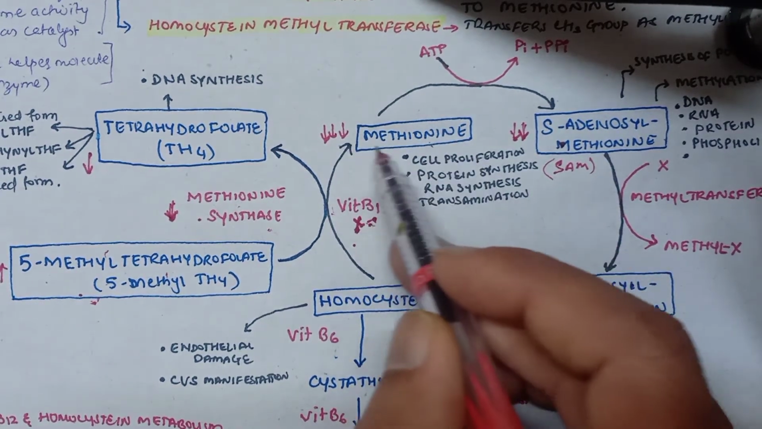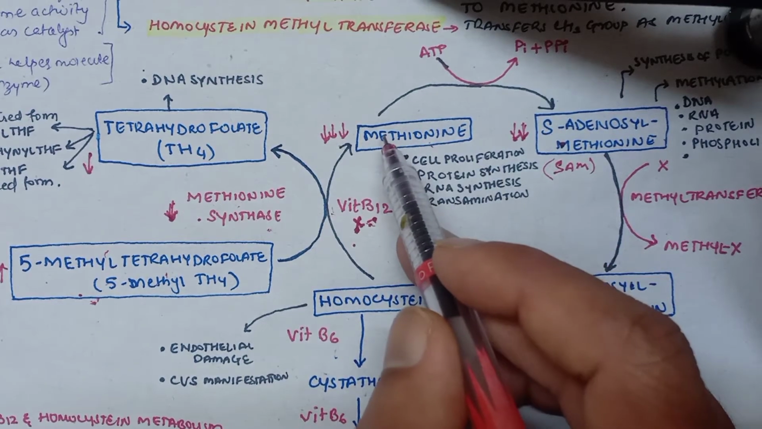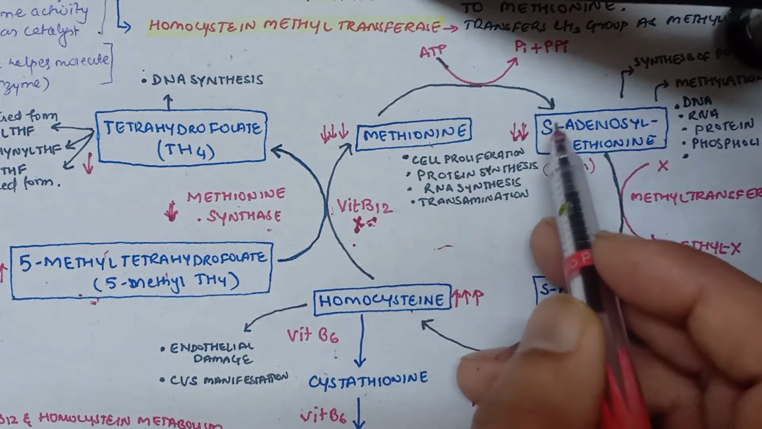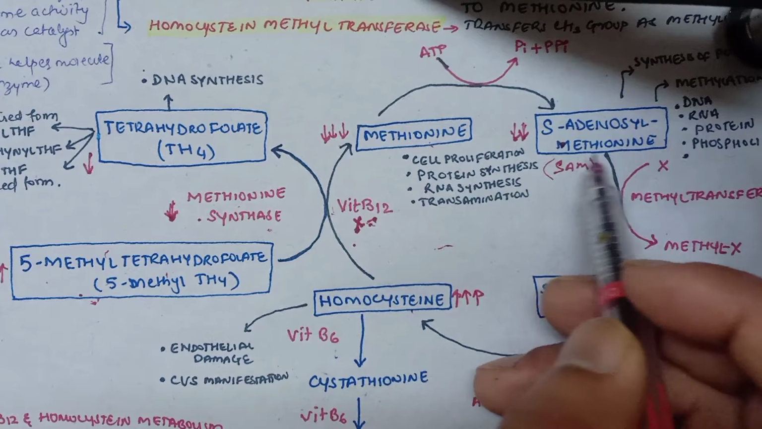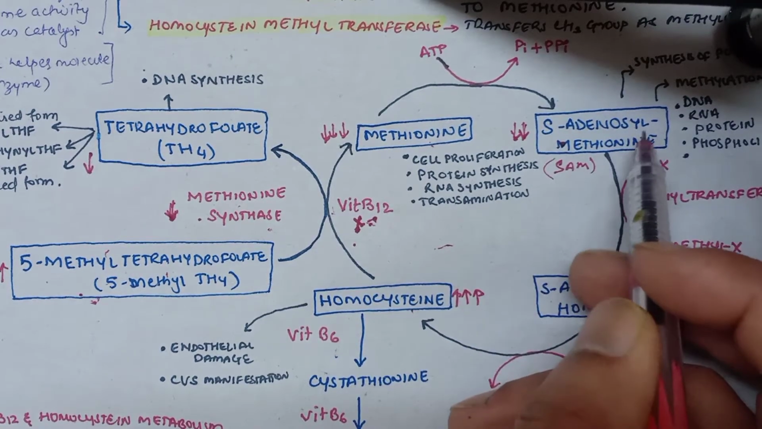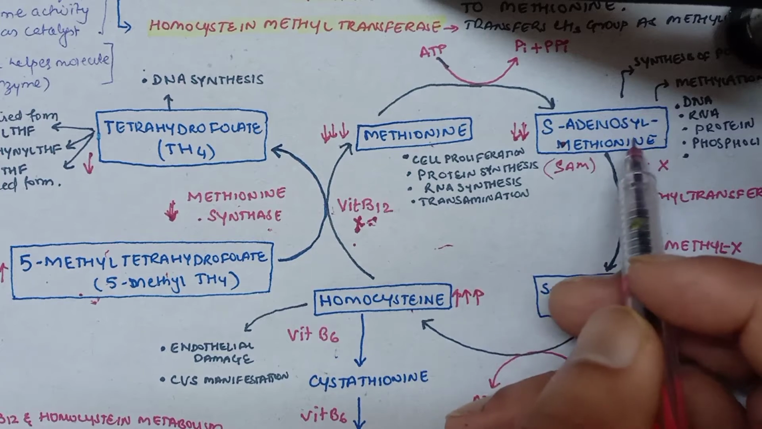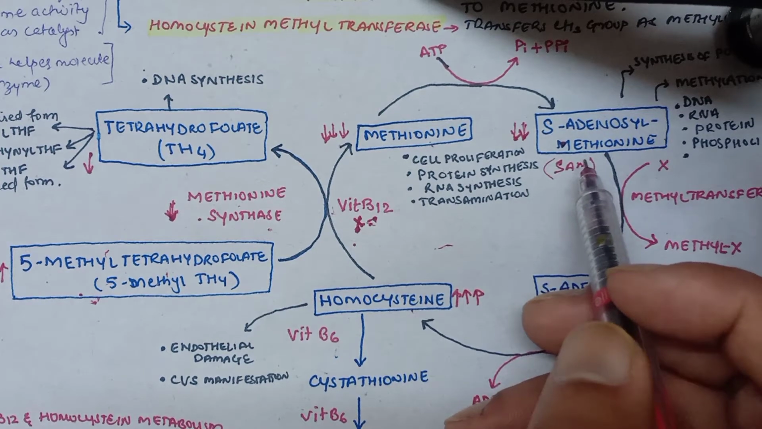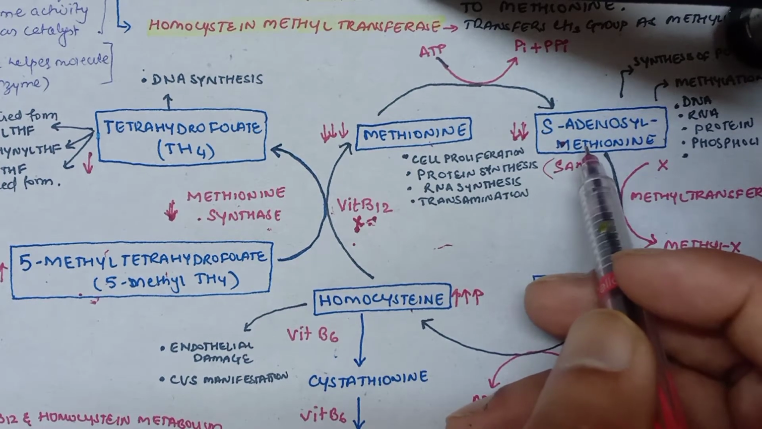And because there is a reduced level of methionine, methionine is not getting converted into S-adenosyl methionine, which is important for methylation of DNA, RNA, protein, and phospholipids. And there will be defective synthesis of polyamines.